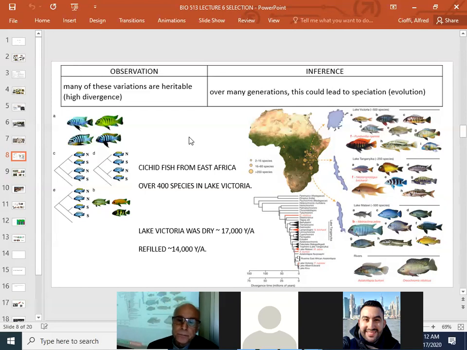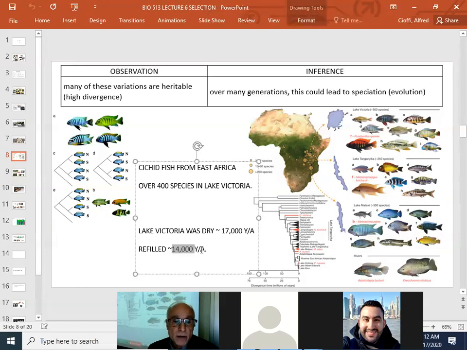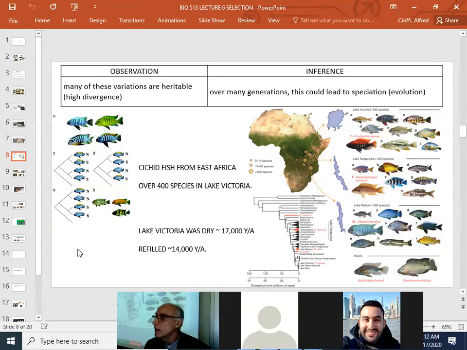Anyway, Lake Victoria was dry 17,000 years ago, and then it was refilled about 3,000 years later. So we're actually talking about 14,000 years ago. That's nothing, a speck when you put that at the level of millions of years. This is the variety of cichlids that exists today in this lake that was dried out 14,000 years ago. So we have seen this speciation, and these are definitely different species. Biological species, by Mayr's definition, do not interbreed.